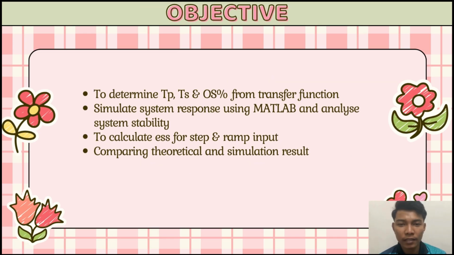Our project has a few main goals. First, we will calculate the peak time Tp, settling time Ts, and percent overshoot %OS for this transfer function. Next, we will simulate the system using Simulink and MATLAB and check if the system is stable. We will also calculate the steady-state error ess for step and ramp inputs. Finally, we will compare our theoretical result with the simulation result to see how closely they match.